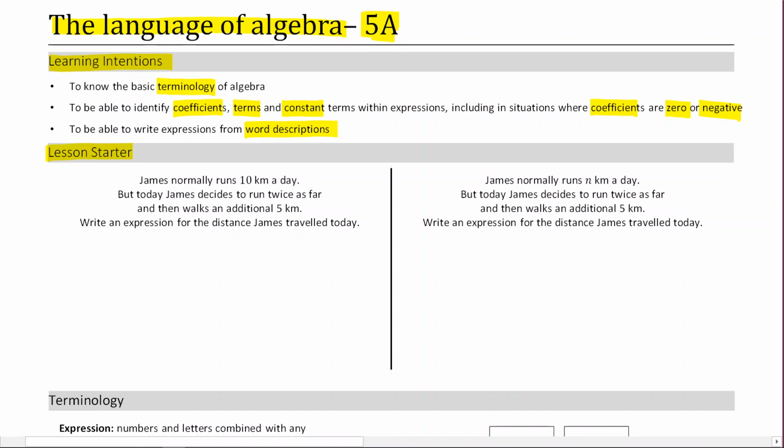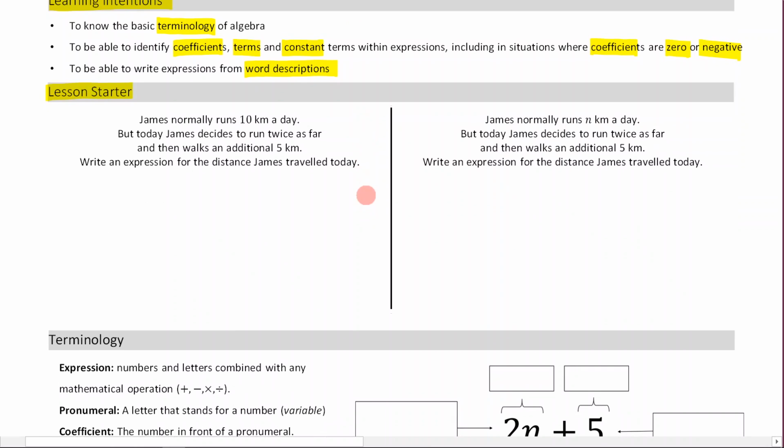So if we read this before us, this says, James normally runs 10 kilometers a day, but today James decides to run twice as far and then walks an additional 5 kilometers. Write an expression for the distance James traveled today. Well, if we know that he normally runs 10 kilometers, let's put 10 down first. We're then told that today he runs twice as far.